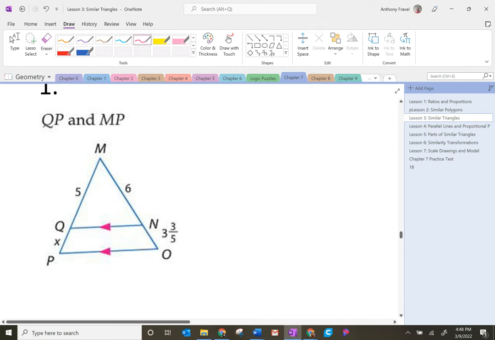So when I go through, I'm going to set it up as the left side over the right side. So left side's over here, right side's over here. It'll still work the same way. I can set it up as 5 over x equals 6 over 3 3/5. So 3 3/5.